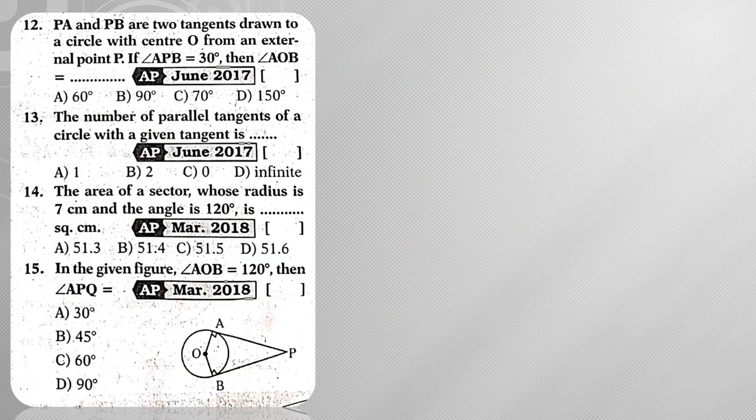Next, moving on to question number 12. PA and PB are two tangents drawn to a circle with center O from an external point P. Right? So let's suppose this is the circle with center O and P is any external point. So from this external point we have drawn two tangents. Right? And what he has given, these are meeting at the points of contact A and B. Next, what he has given, angle APB, so this angle is 30 degrees.